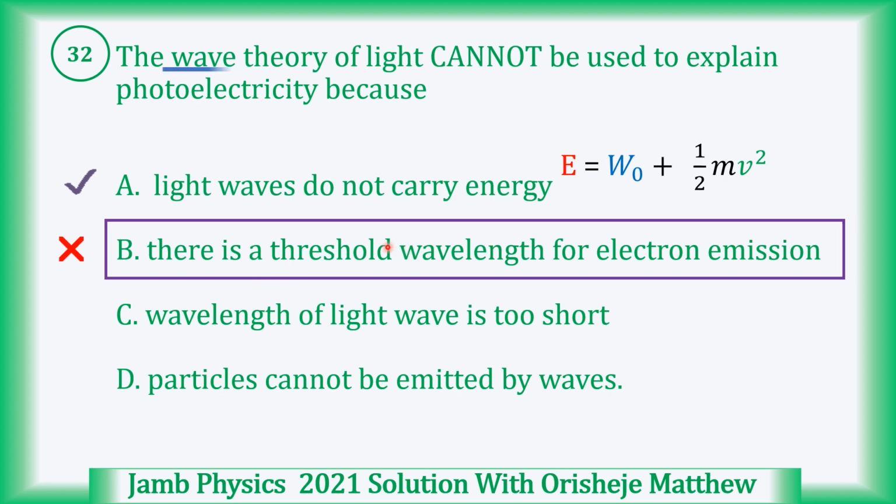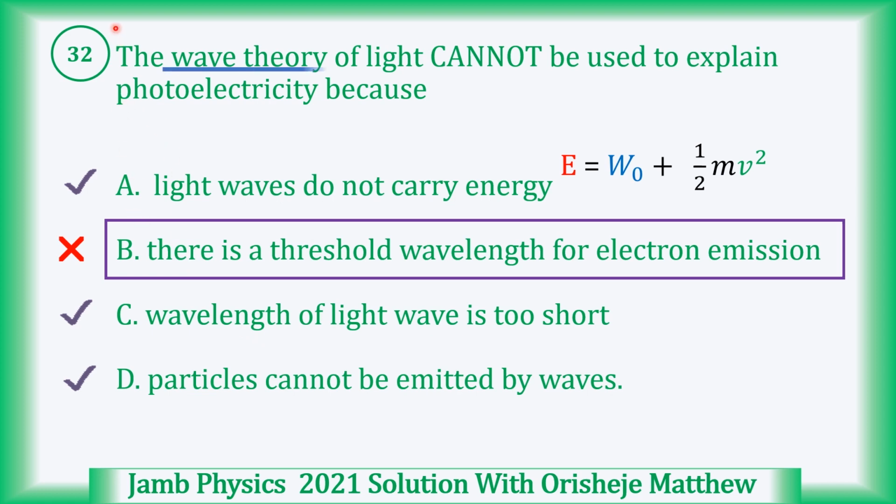But the threshold: until you shine light on the surface of a metal and it gets to a particular frequency, which is called the threshold frequency, the metal cannot release electrons. So that is a particulate nature of photoelectricity. So it cannot be explained by the wave theory of light. But the other ones can be explained. So B is the answer, which cannot be explained by photoelectricity.